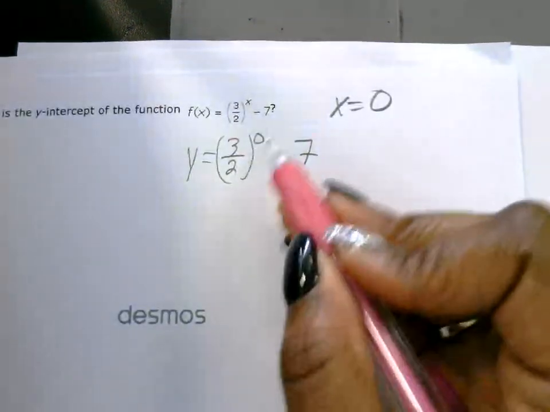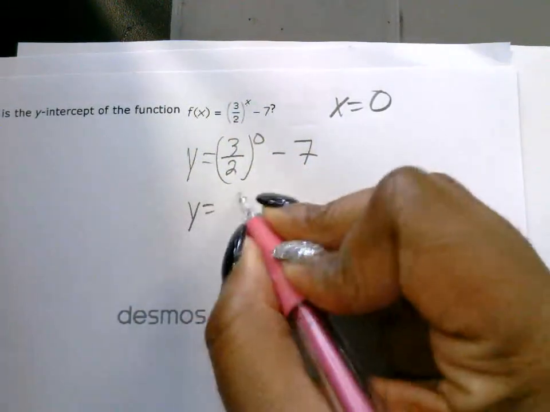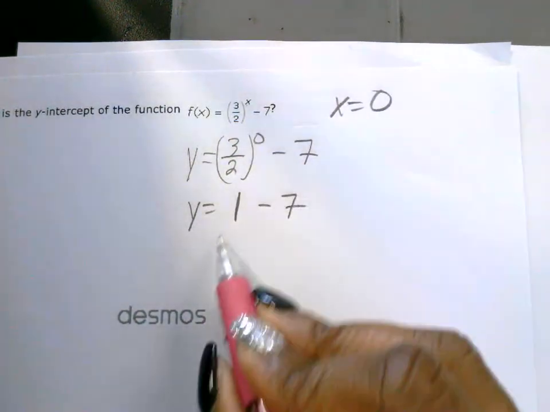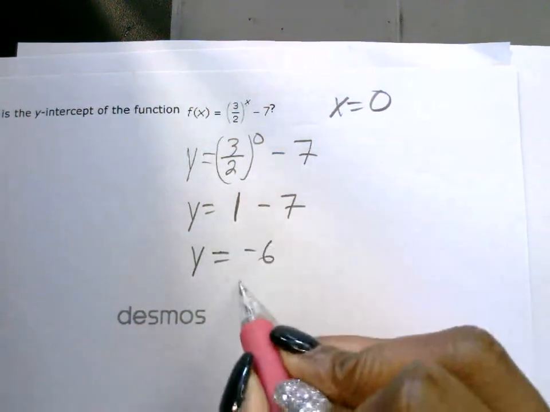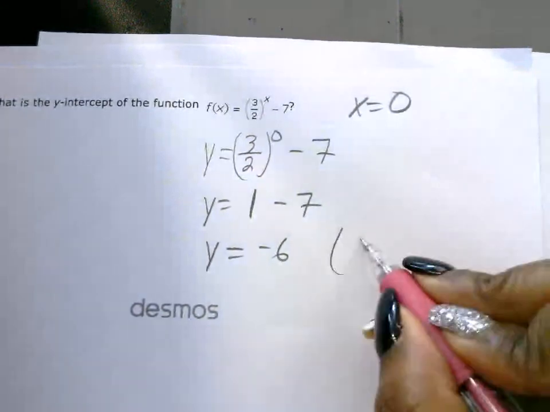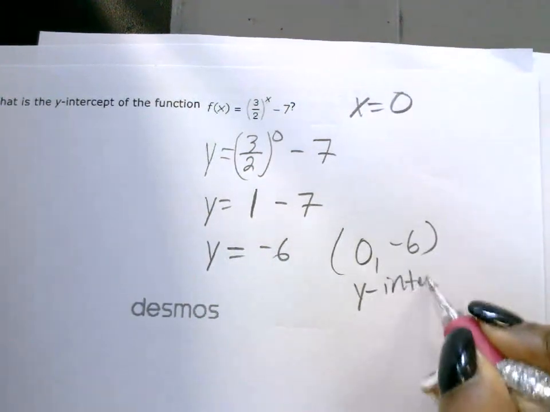What's any number raised to the 0 power? 1. It is 1. Good job. So now we have 1 minus 7. What's 1 minus 7? Negative 6. So your y-intercept is negative 6. It crosses at 0 and negative 6. This is the y-intercept.